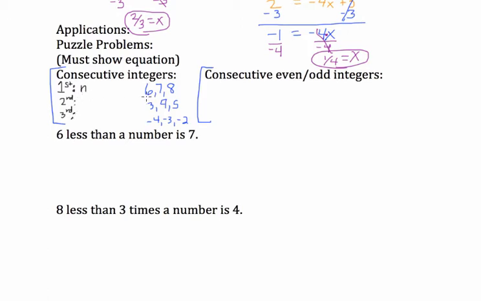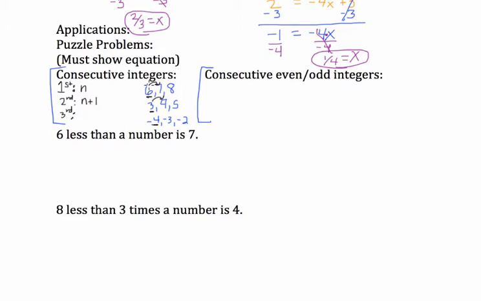Well, look at the first numbers. It's the 6, the 3, the -4. What happens in between these? It's from 6 to 7, from 3 to 4, from -4 to -3. You're adding 1, right? So if the first number is n, then the second number must be n plus 1.